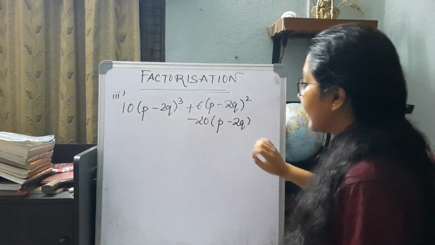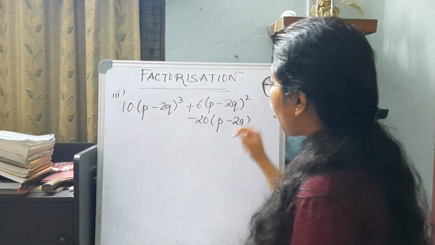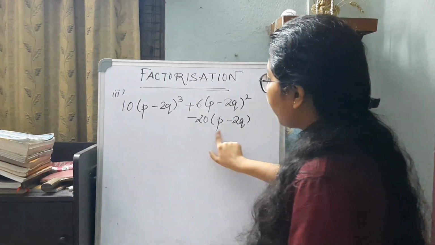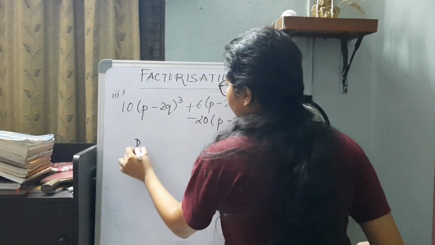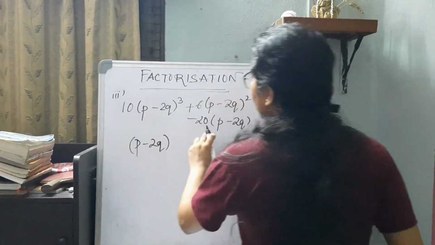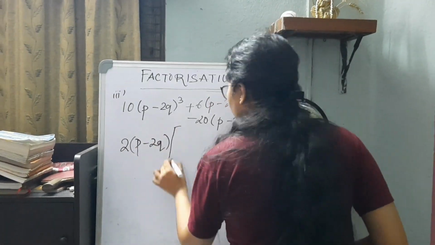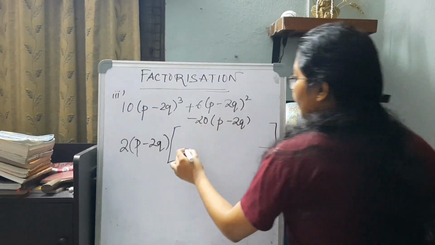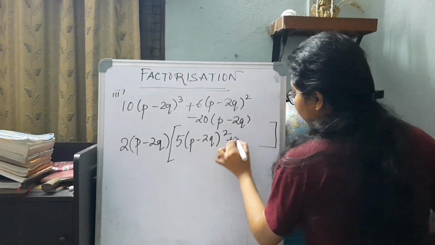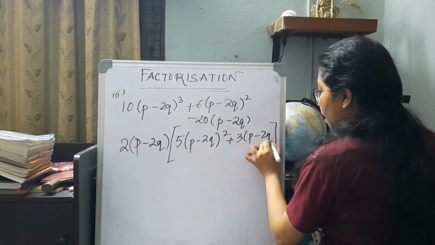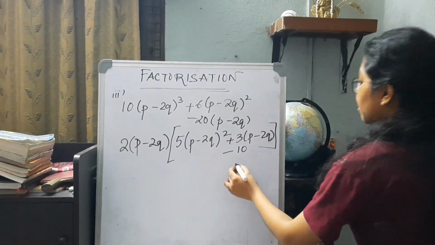If we go for the factorization of this part, we have to again go for the common factor method, which is the common factor that we can spot out. First of all, it is p minus 2q, which is clearly seen. Now this is 20, p minus 2q is common. Now we see the second most common factor, that turns out to be 2. So now we express the remaining part in the product form, which is 5 times of p minus 2q whole square plus 3 times of p minus 2q minus 10. So this turns out to be our answer for this question.